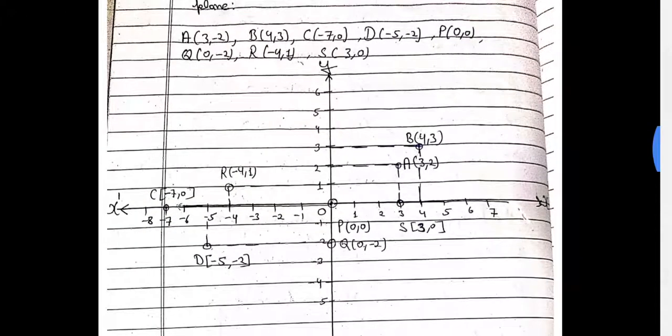Okay. Now the question: you have to plot the point A (3, 2). What is the value of x? It is 3 and it is positive, so come to the positive side, on 3 here. And the y value is what? It is 2.